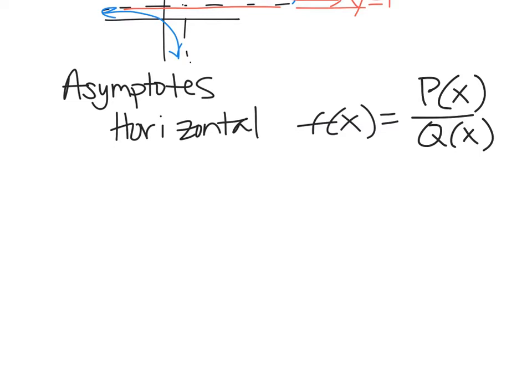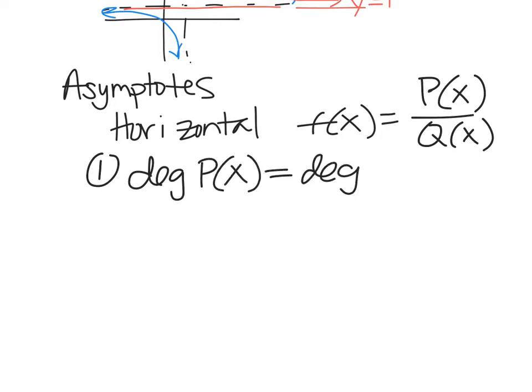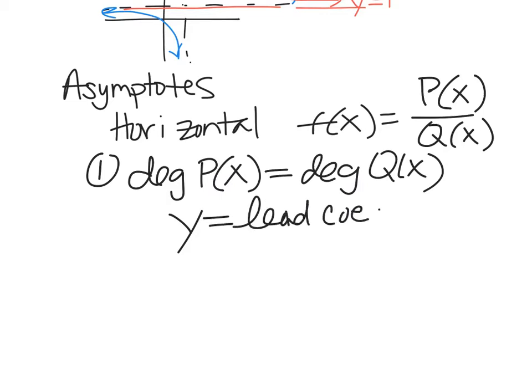All right, so here they are. Here are your three cases. Case number 1. It's all about their degrees. Their degrees are the biggest exponent. So if you have a cubic, it has a degree 3. So if the degree of p of x equals the degree of q of x, then the asymptote is y equals leading coefficient over leading coefficient.